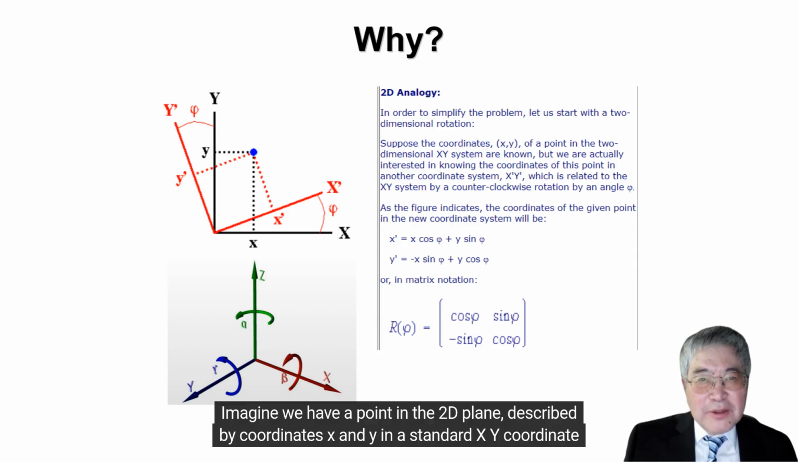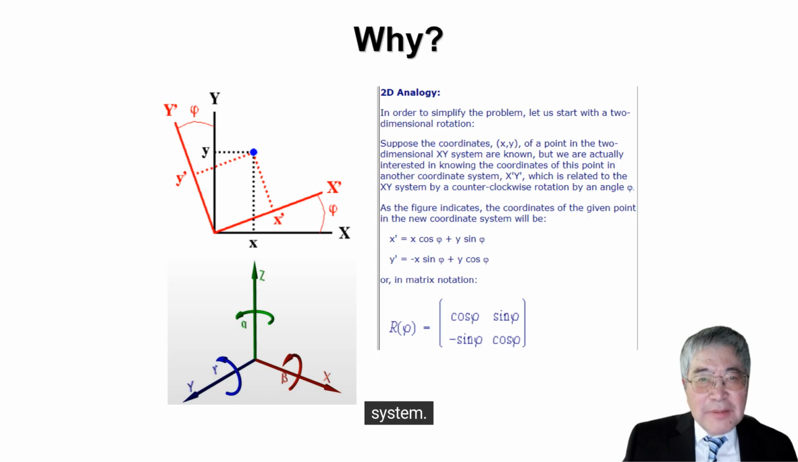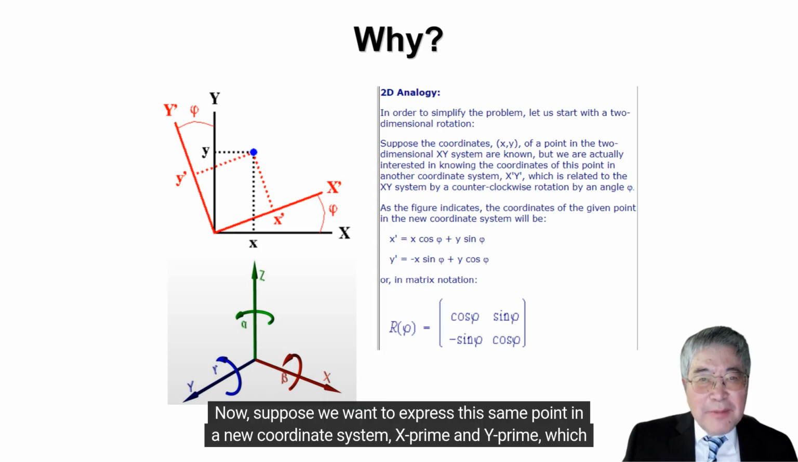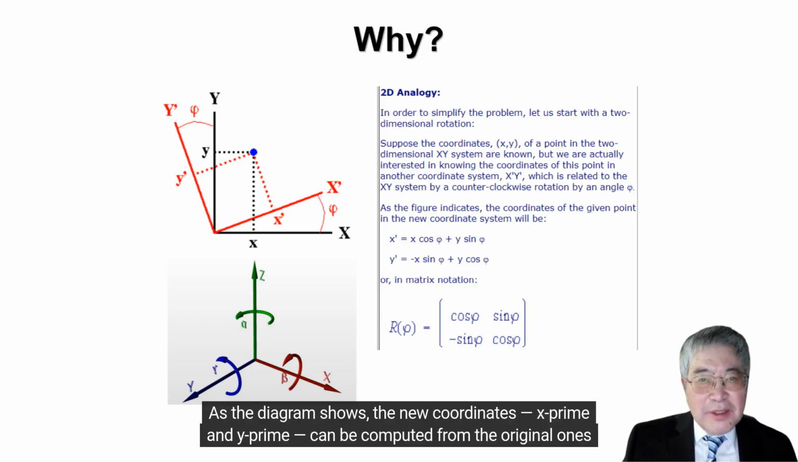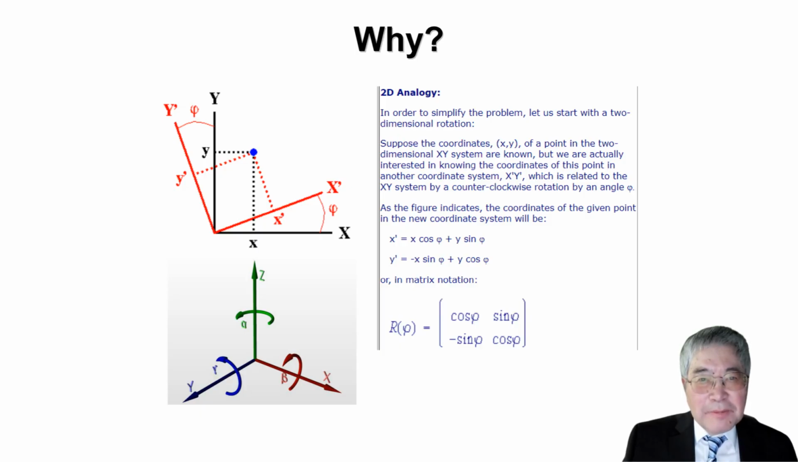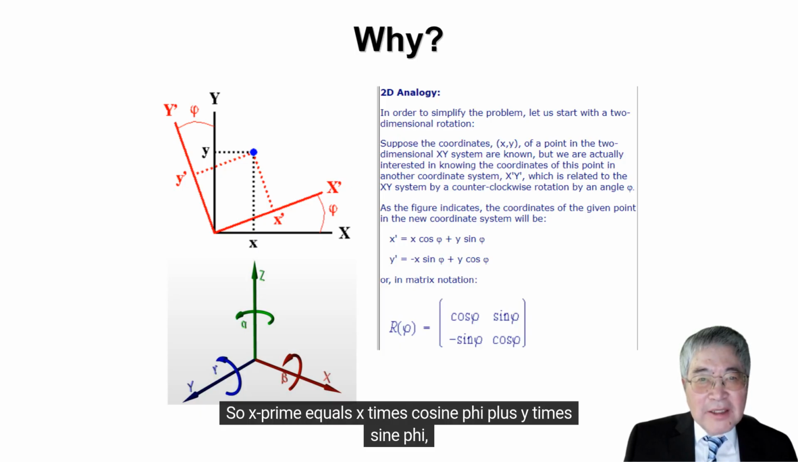Imagine we have a point in the 2D plane described by coordinates x and y in a standard xy coordinate system. Now suppose we want to express this same point in a new coordinate system x prime and y prime, which is rotated by some angle phi from the original axes. As the diagram shows, the new coordinates x prime and y prime can be computed from the original ones using the rotation formulas. So x prime equals x times cosine phi plus y times sine phi, and y prime equals negative x times sine phi plus y times cosine phi.